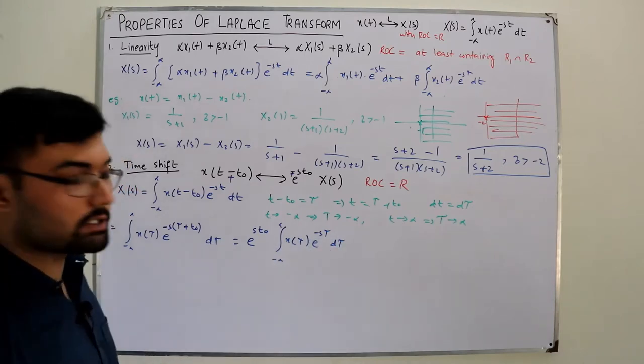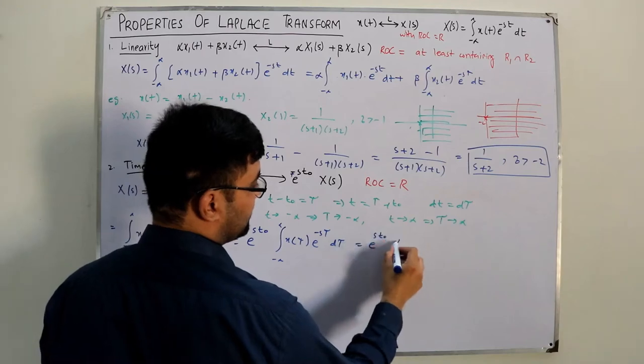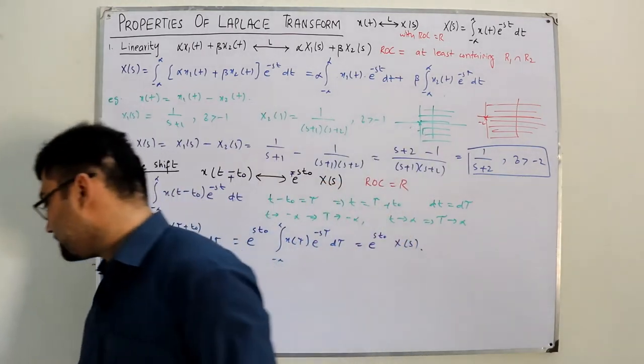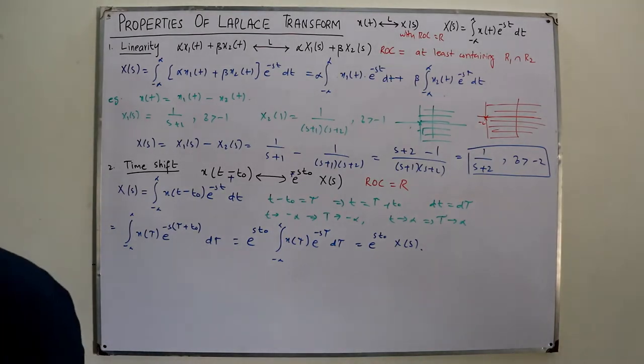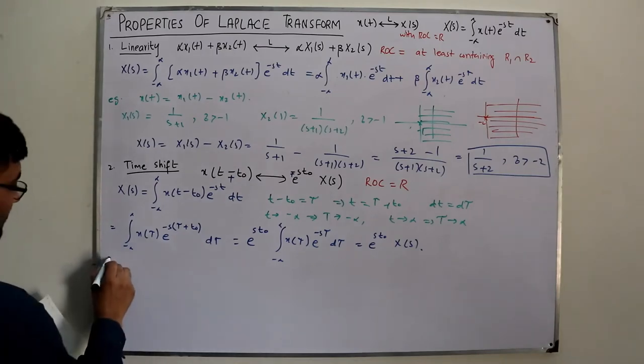The independent variable does not matter. This is your same x of s. So, exponential of s times t naught times x of s. We don't have any effect on the ROC. That's the second property. Shifting in the S domain, which means a frequency shift, the third property.